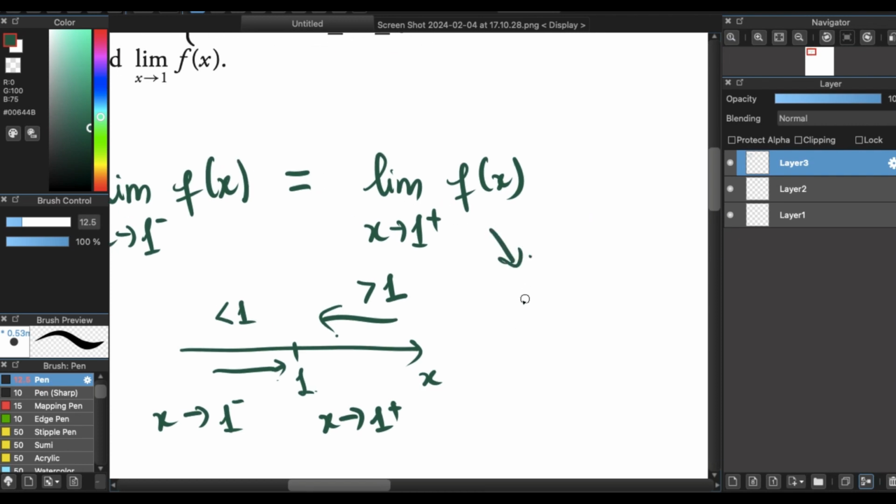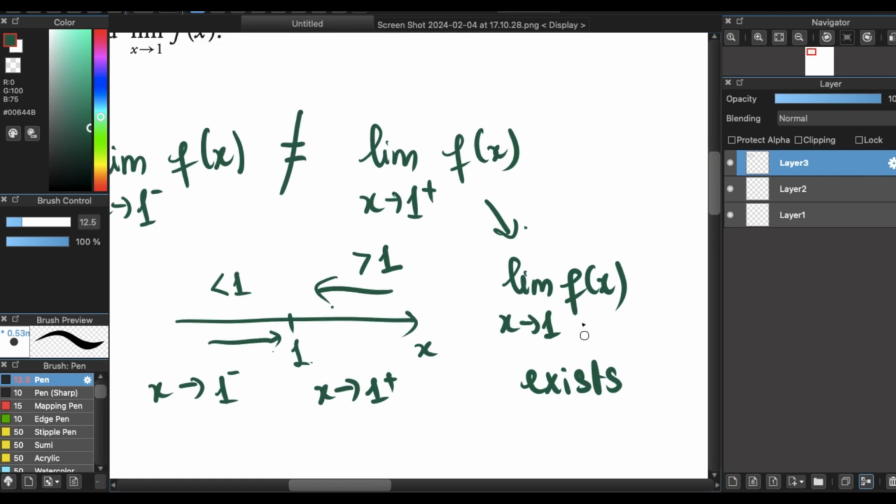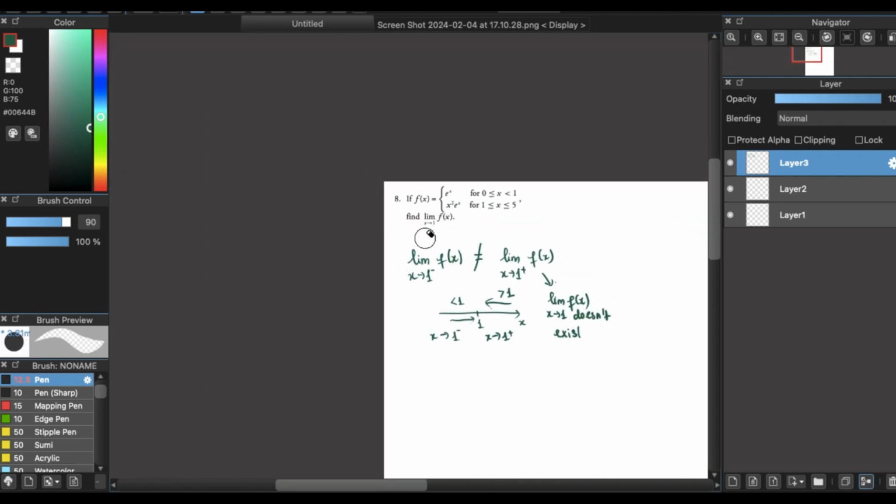And in this case, it will exist. However, if they are not equal, then it does not exist. Okay, so let's take a look at the example.